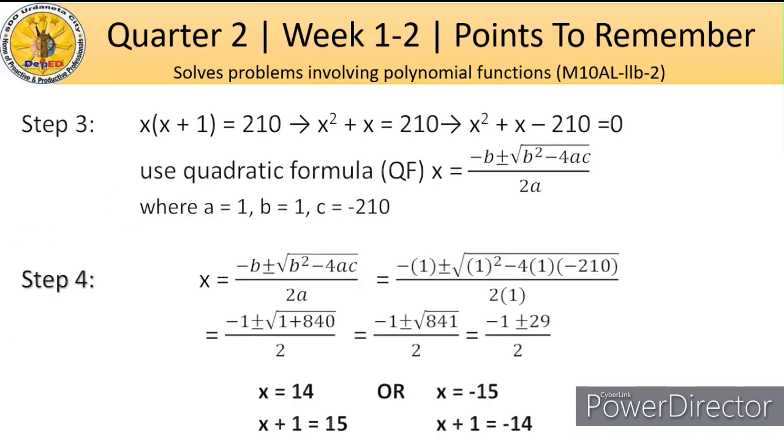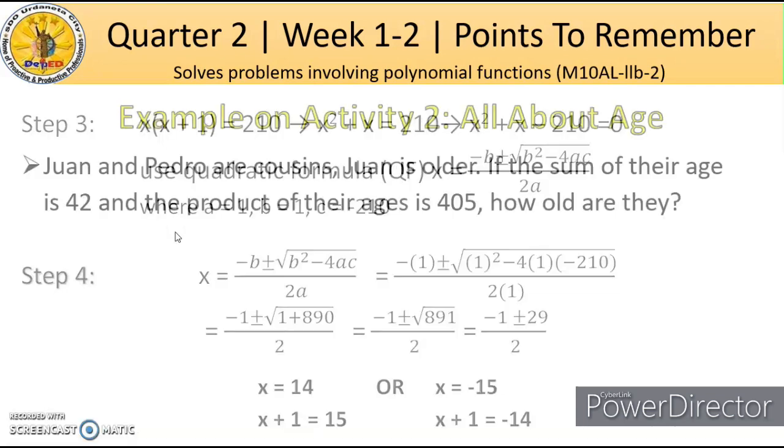And for your Step 4, we have x is equal to negative b plus minus the square root of b squared minus 4ac all over 2a. By substituting the values of a, b, and c, we will have the answer negative 1 plus minus 29 divided by 2. So here, the values can be x is equal to 14 or x is equal to negative 15. And x plus 1 is equal to 15 or negative 14.